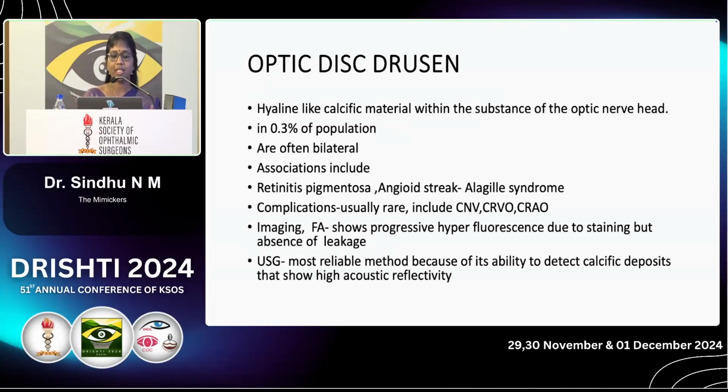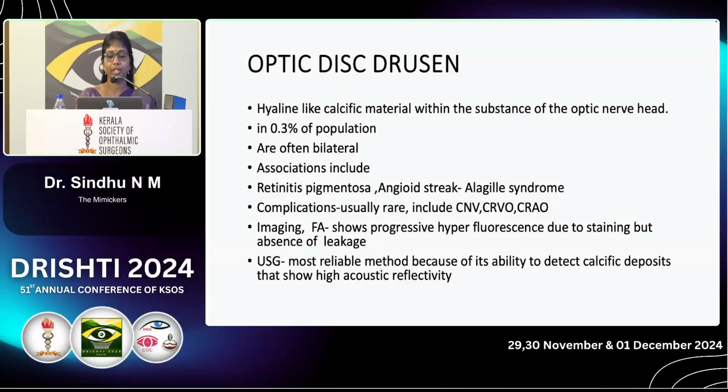Optic disc drusen is a highly calcific material deposited within the substance of the optic nerve head. It is seen in 0.3% of the population. It's often bilateral, and some associations include retinitis pigmentosa, angioid streaks, and Alagille syndrome. Complications are usually rare with optic disc drusen, but sometimes you can get CNV, central retinal vein occlusion or central retinal artery occlusion.